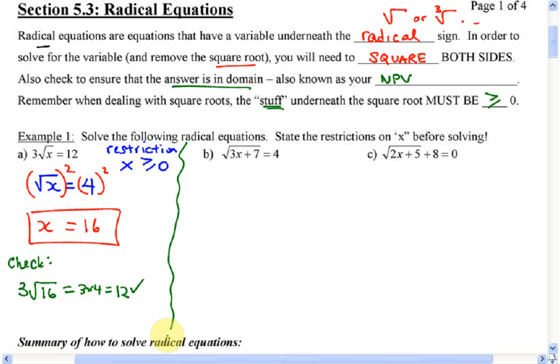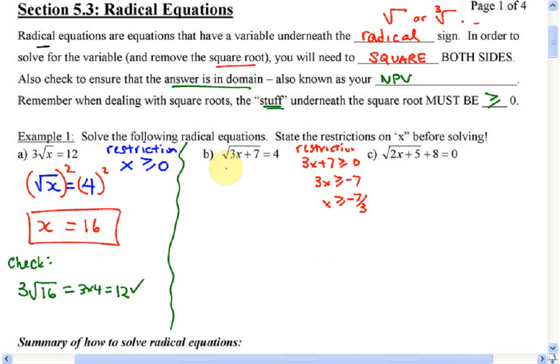Now, the rest is the same. So let's take a look. How about part B? What do you have here? Well, your restriction here will just be that 3x plus 7 must be greater than or equal to 0. So 3x is greater than or equal to negative 7, so x is greater than or equal to negative 7 over 3. So these are the possible values for x that make the expression on the left side valid. Now you're hoping that when you solve, your actual answer is in this restriction. So let's take a look.